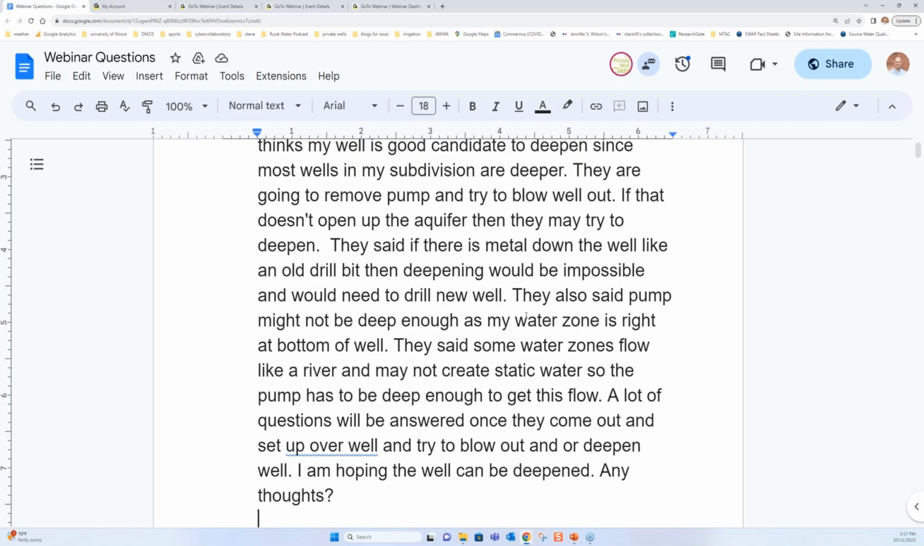Yeah, my water zone is right at the bottom of the well. Yeah, and so it's certainly possible if it's a bedrock well that you're going to identify new fractures. It doesn't mean that they will. That's the only chance you have.